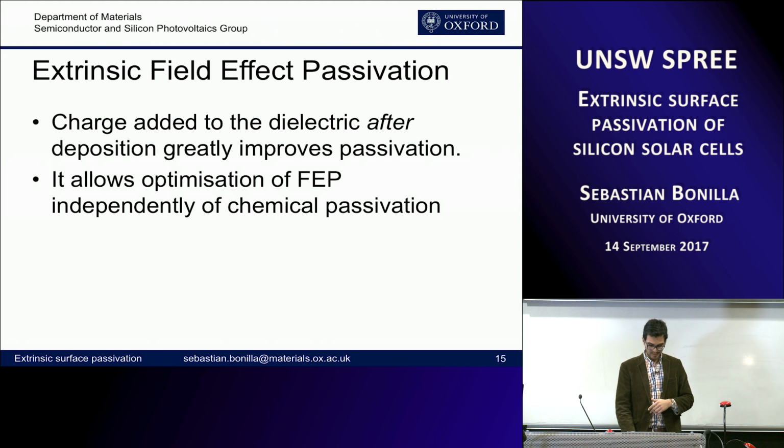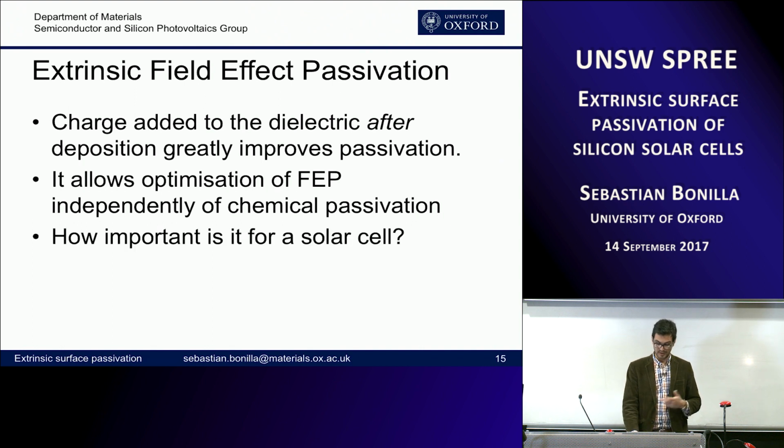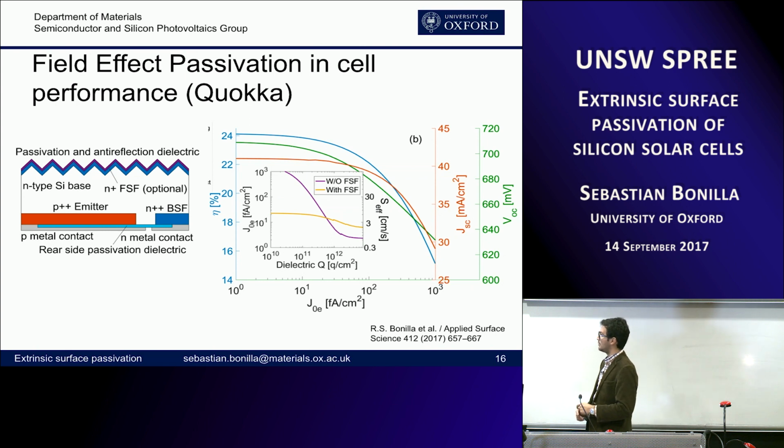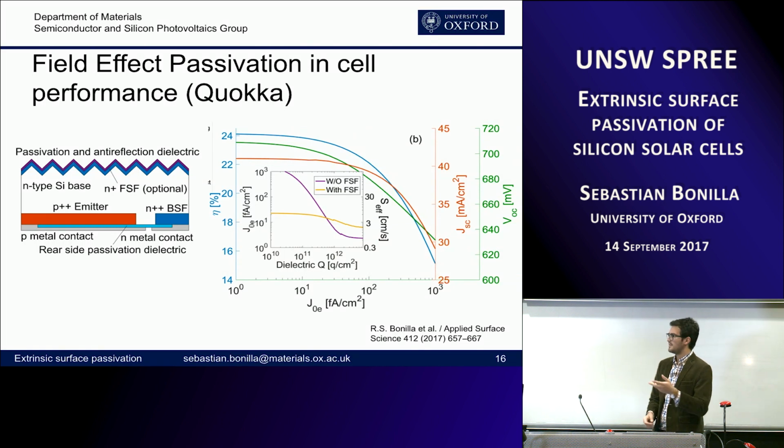Okay, so I've told you about extrinsic passivation. You know that now that we tested the concept, it works pretty well. It also works independently of chemical passivation or of the optical properties of our dielectric coating, but how important is it for a solar cell? So here's just one quick slide on what it means in terms of the efficiency of an IBC cell. And I only make reference to an IBC cell because that's how we started this work.